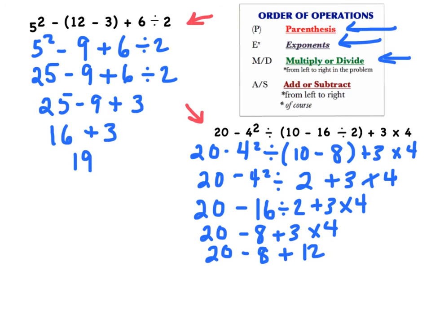Next step, addition and subtraction from left to right. 20 minus 8 equals 12 plus 12. Last step, 12 plus 12, 24 is my final answer. If that's what you got, great job. You're definitely on the right track.